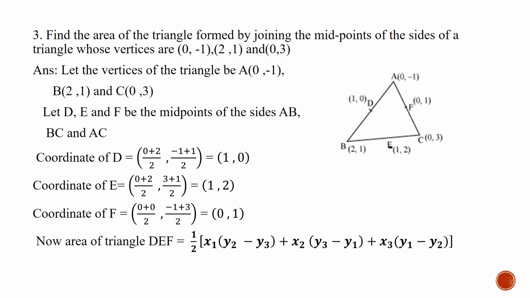Therefore, area of the triangle DEF, by applying the area of the triangle formula, half into x1 into (y2 minus y3) plus x2 into (y3 minus y1) plus x3 into (y1 minus y2), will be half into [1 into (2 minus 1) plus 1 into (1 minus 0) plus 0 into (0 minus 2)].